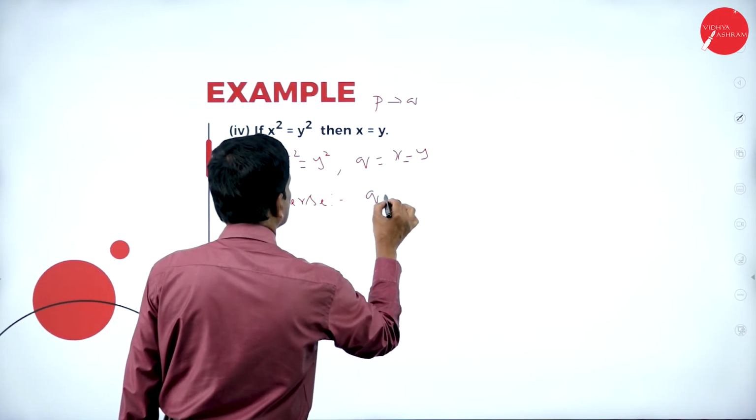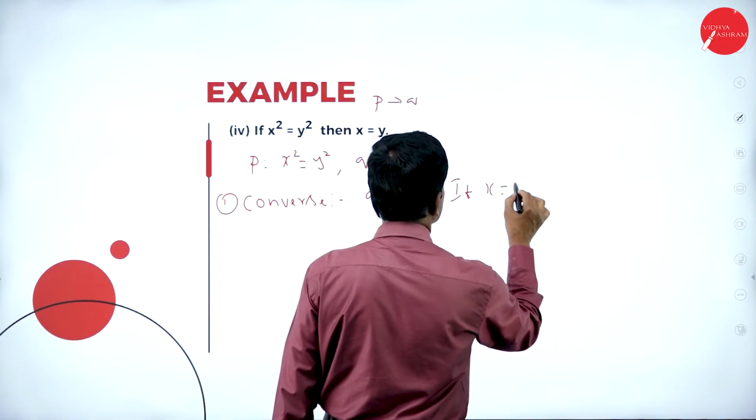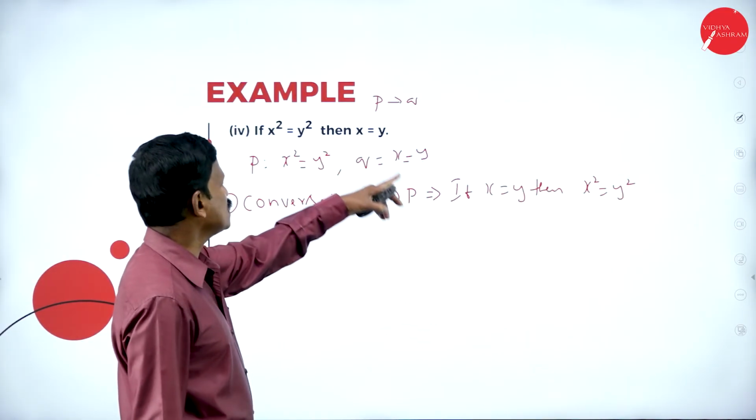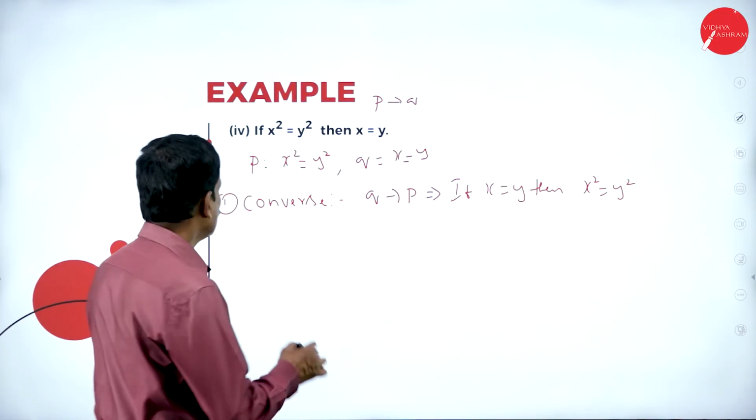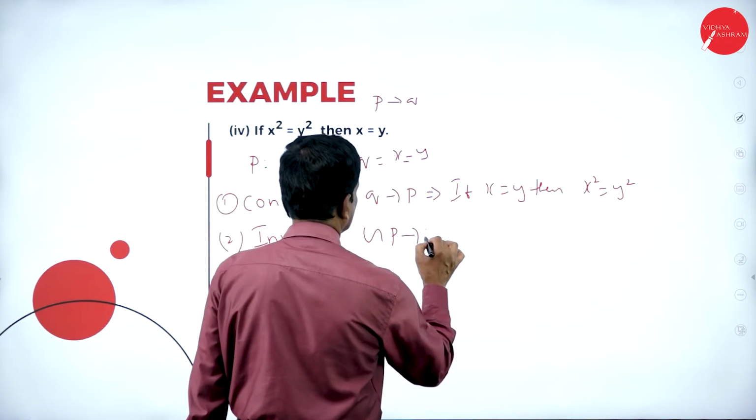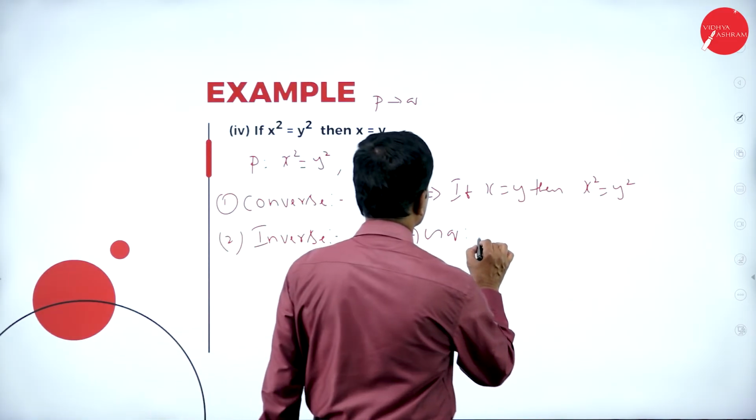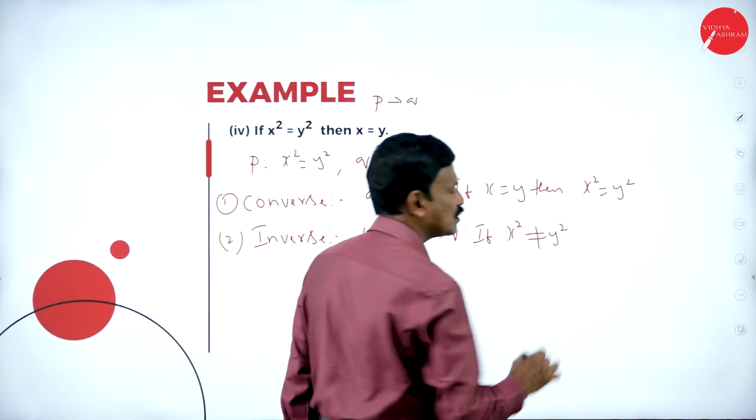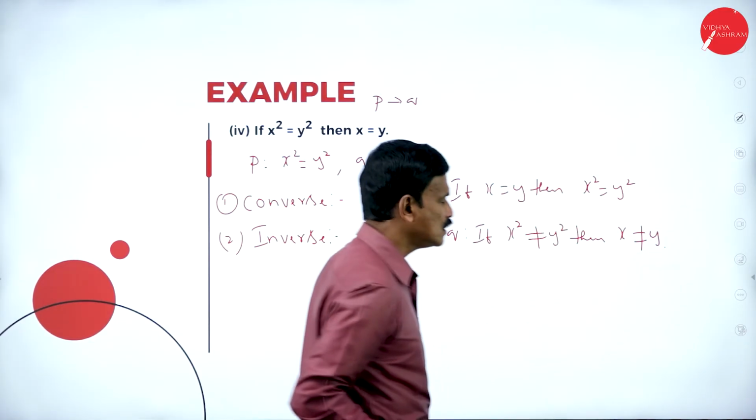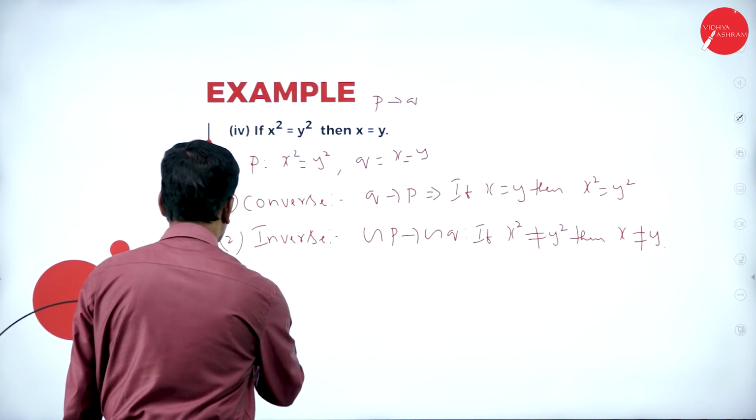Converse is Q conditional to P. Write Q first. If x is equal to y, then x square is also equal to y square. This is the converse. Followed? Now, second one, inverse. Negation of P conditional to negation of Q. If x square is not equal to y square, then x is not equal to y. That's it. And the third one, contrapositive.